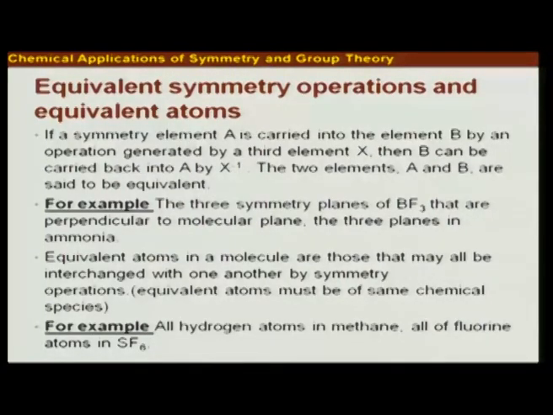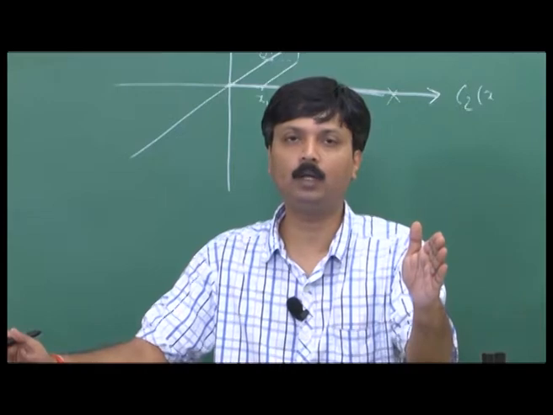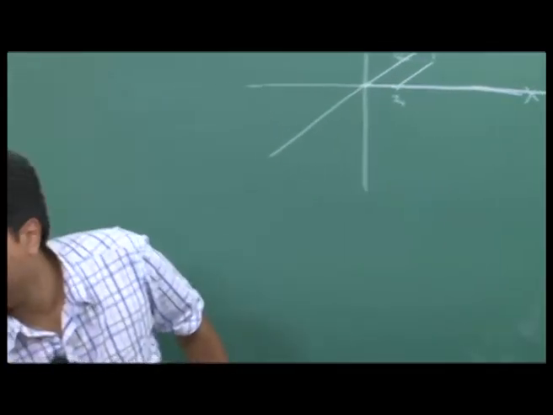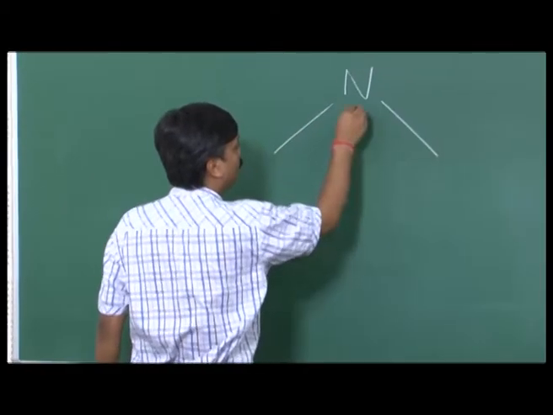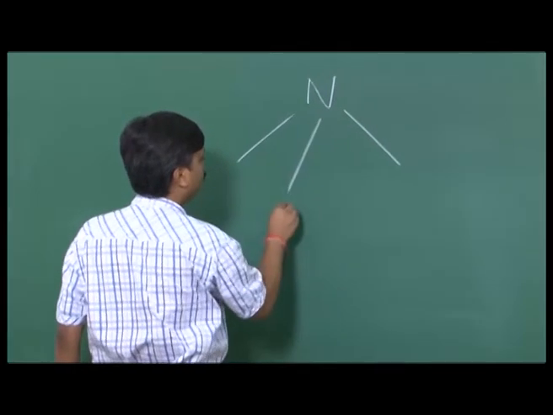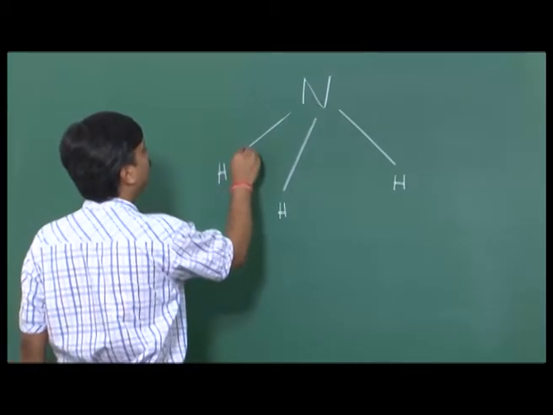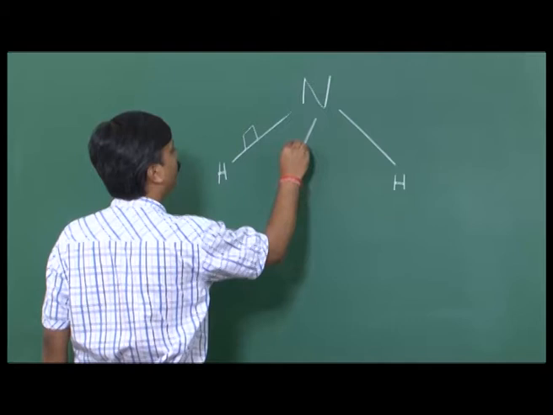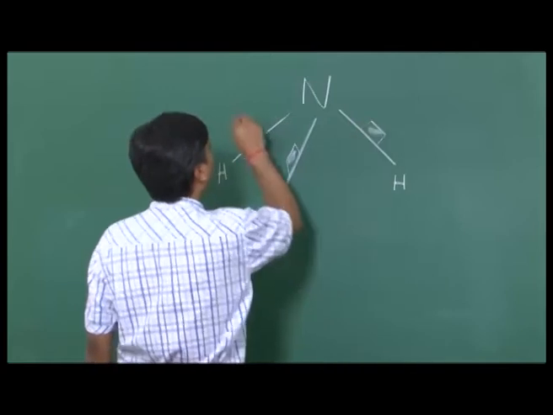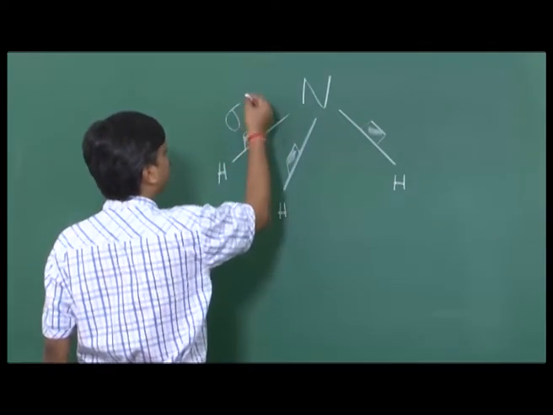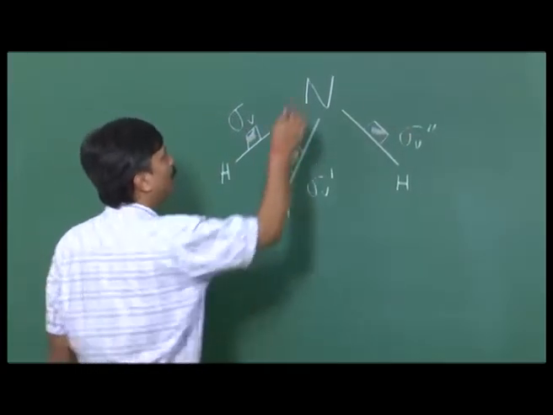Okay, so there is one more thing that I will quickly go through, that is the equivalent symmetry operations and equivalent atoms. So suppose we have one particular symmetry element. Say you think about the case of ammonia. Let me quickly draw that. So you have one hydrogen, one hydrogen, one hydrogen, and then we are drawing the planes like this. Okay, so these are the planes. So sigma V, sigma V prime, sigma V double prime. Okay, these are the three.